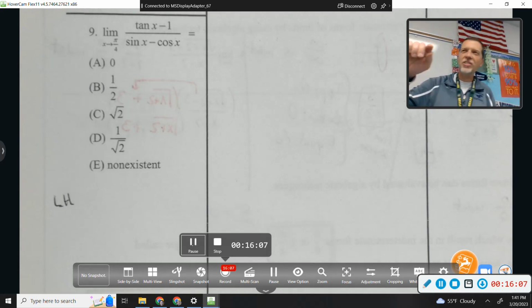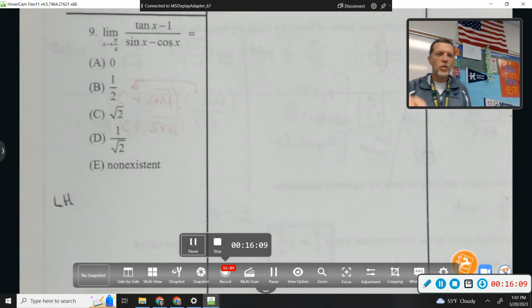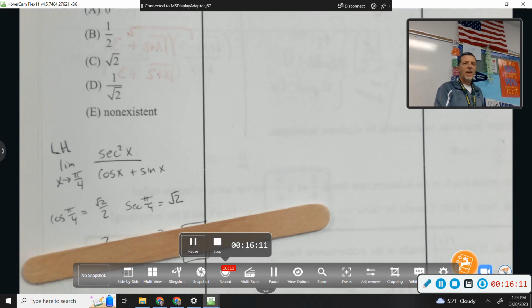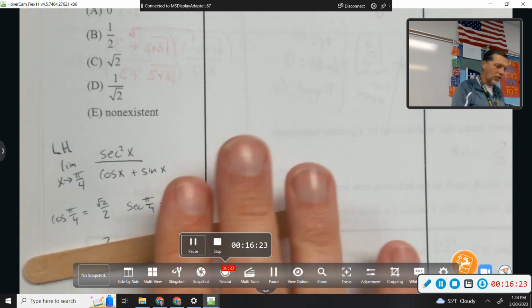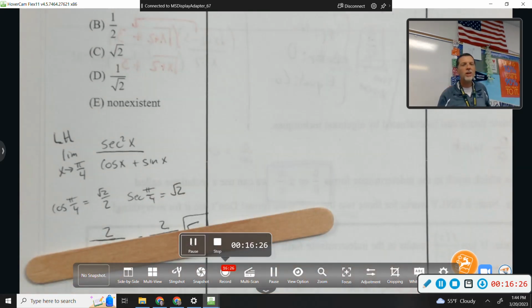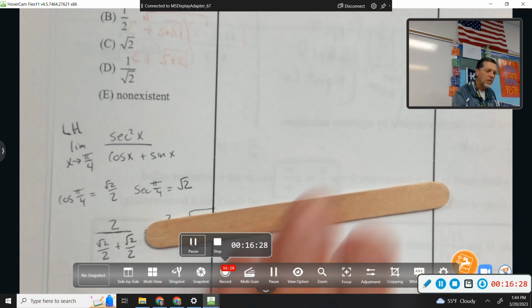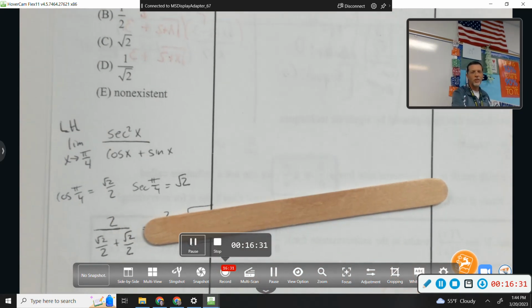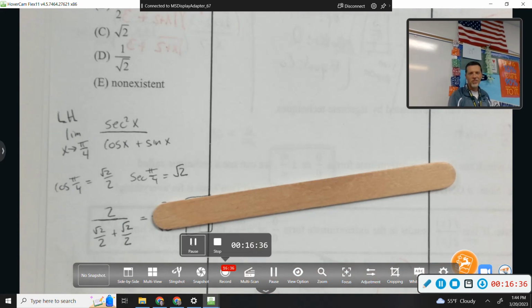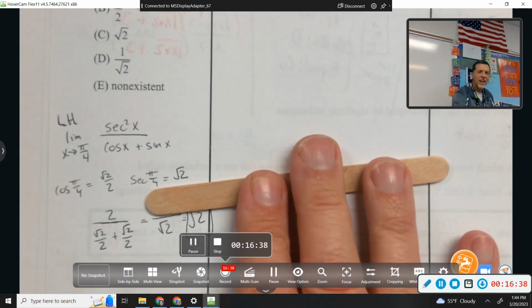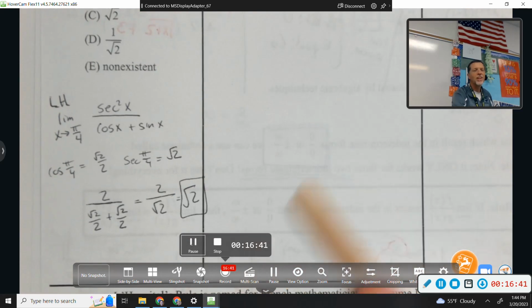Ooh, derivative of tangent is secant squared. And then, kind of off to the side, I was trying to figure out what the secant squared of pi over 4 is. So I had to find the cosine of pi over 4, flip it over, and then when you square it, you just get 2. So the top is just 2. And then the bottom is root 2 over 2 plus root 2 over 2, which is 2 root 2 over 2, which is square root 2. And then 2 divided by root 2 is root 2.